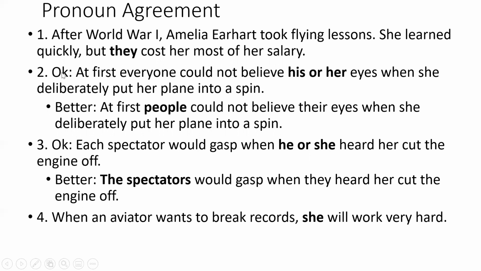Okay. Number 2. I gave 2 options for how you could correct number 2. At first, everyone could not believe his or her eyes when she deliberately put her plane into a spin. The problem with using there in the original sentence is that there is referring to everyone. Again, there has to refer to something, so it can only be referring to everyone. Everyone, as we know from indefinite pronouns, is always singular, whereas there is always plural.